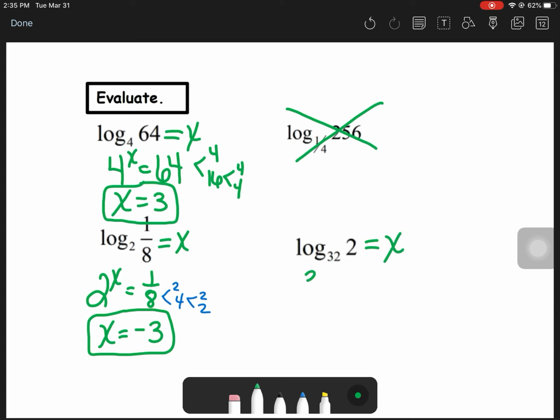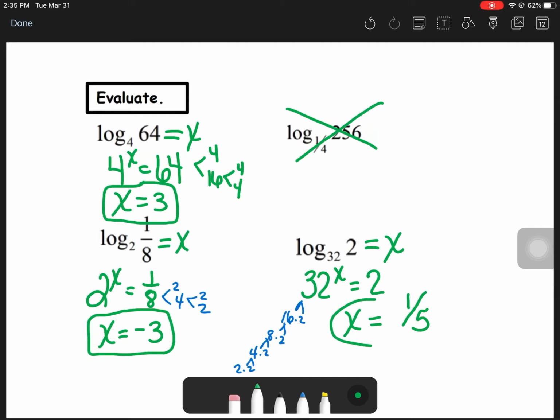Next example, we set it equal to x. Rewrite it as exponential, but we can see that it's becoming smaller. The 32 needs to go down to the 2. In this case, then, we're going to use a root, which is a fraction exponent. And we want to see how many 2's there are in 16. And there are 5 2's. So this is going to be 1/5 as our exponent.